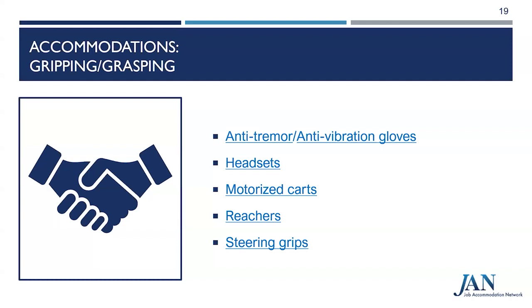Motorized carts could be of assistance for individuals with shoulder and upper extremity impairments who may have difficulty grasping and carrying things. Individuals with certain limitations may find it difficult to grasp items from hard to reach places, such as the shelf or the floor. Reachers can extend to various lengths and can grasp items for those with limited reach or strength. When gripping and grasping affect the essential job duties of driving, steering grips may be helpful. Steering grips would assist the individual with fine motor limitations in gripping and turning steering wheels.